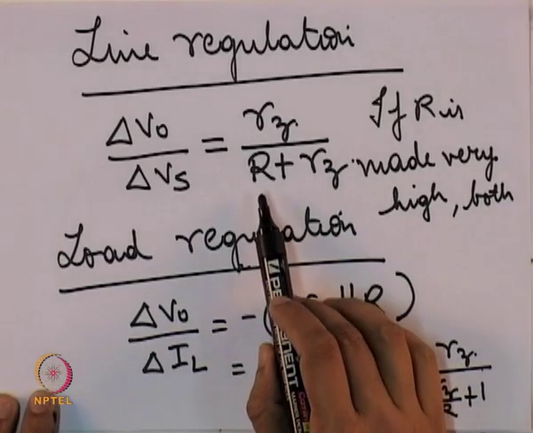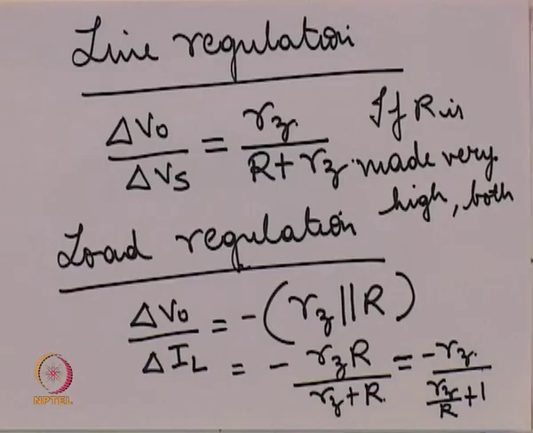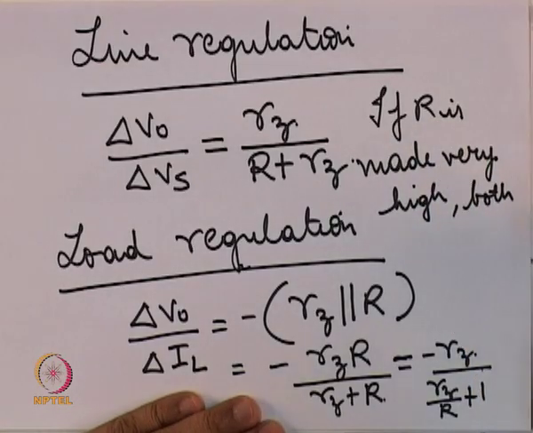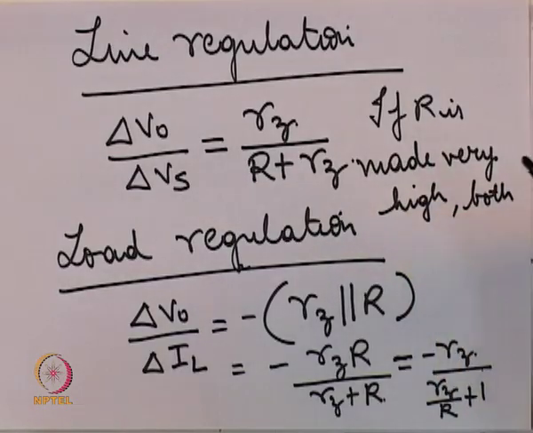Similarly, for the line regulation also, if R is made very high, then delta V0 upon delta Vs becomes negligible. So, that is the way to do it. If my R is made very high, then we can ensure that our line regulation and load regulation are very good. So, is that the way to do it? That is, if we just make the value of R very high, can we ensure that all our problems are solved?